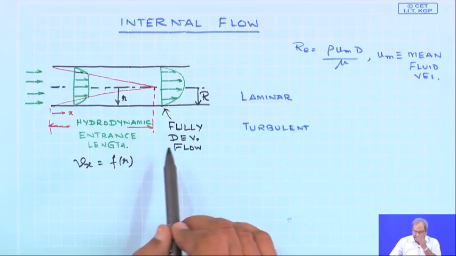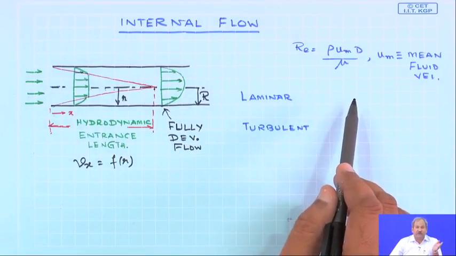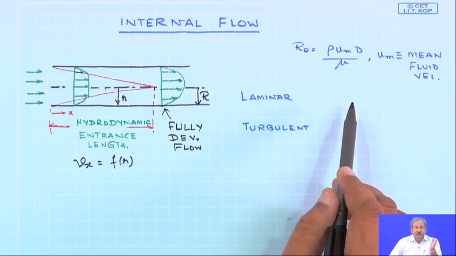Now, this entrance length is definitely going to be a function of the Reynolds number. If you keep changing the value of the Reynolds number, the hydrodynamic entrance length would also vary, because the higher the Reynolds number, the more transport of momentum you are going to have through the fluid towards the core of it.